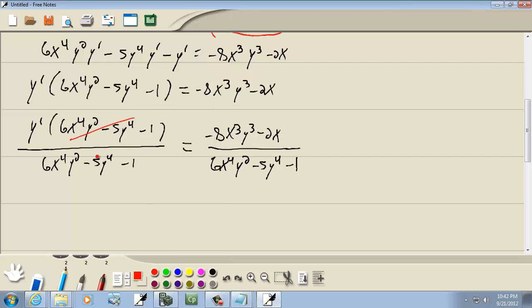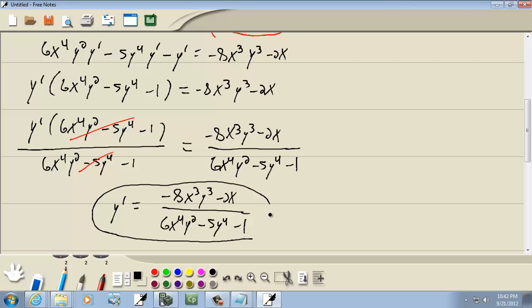Now over on this side, that cancels with that. And we got y prime is equal to negative 8x to the third, y to the third minus 2x over 6x to the fourth, y squared, minus 5y to the fourth, minus 1. And that's our answer.